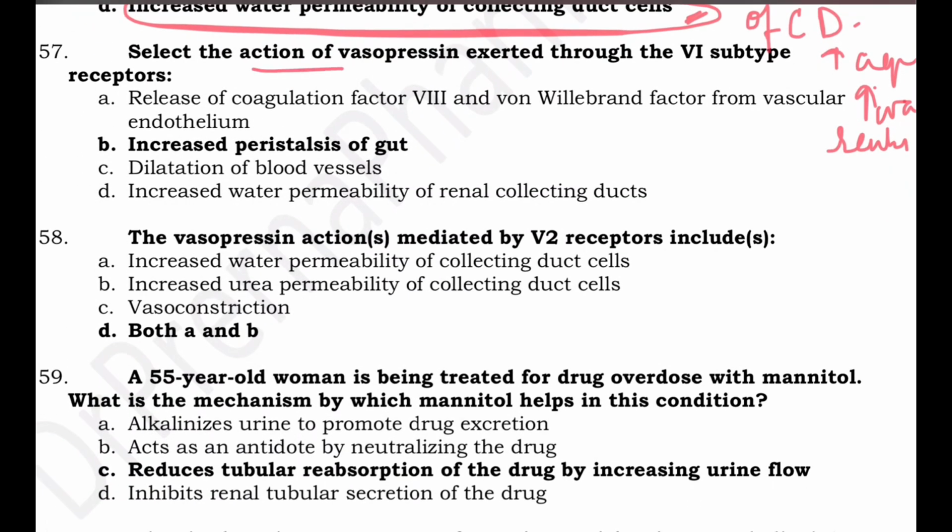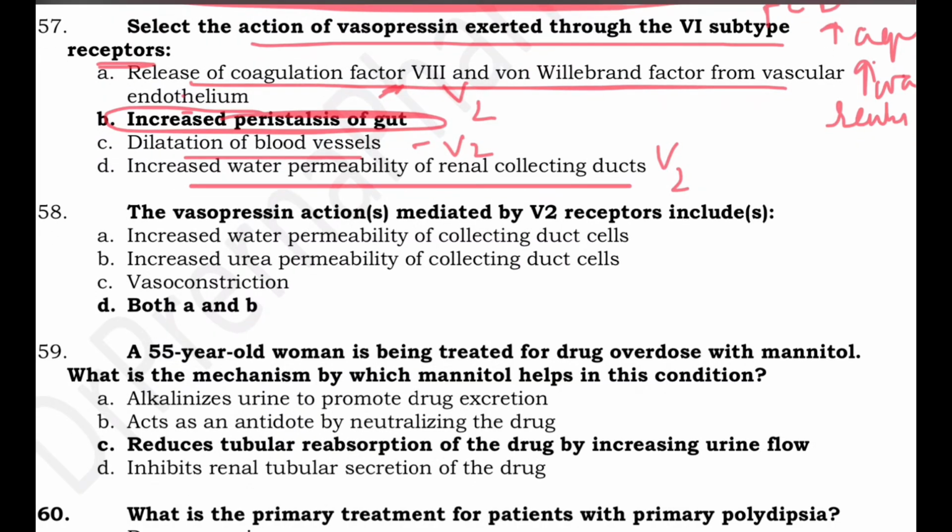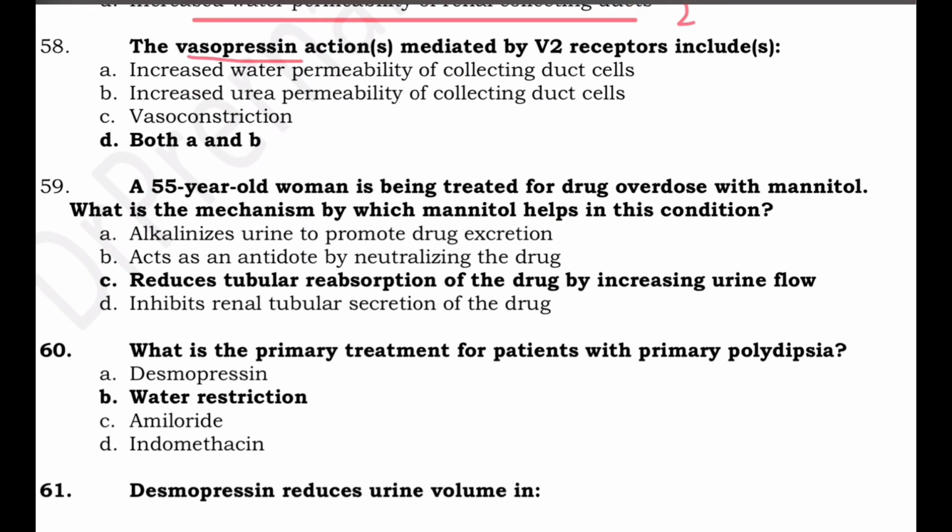Select the action of vasopressin exerted through V1 subtype receptors. Through the V1 subtype receptor, it increases the peristalsis of the gut. The remaining actions are mediated by V2: increased water permeability of renal ducts, dilatation of blood vessels, release of coagulation factor from vascular endothelium. The vasopressin action mediated by V2 receptors include.